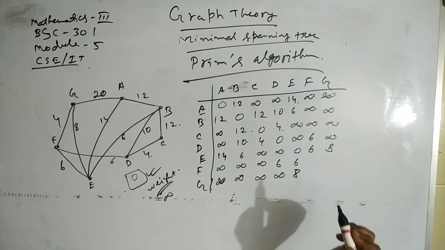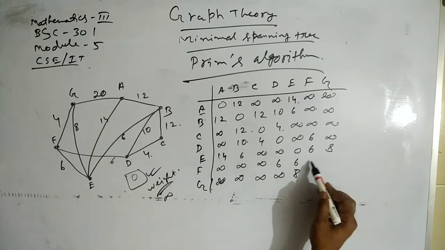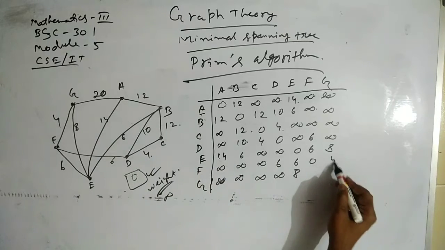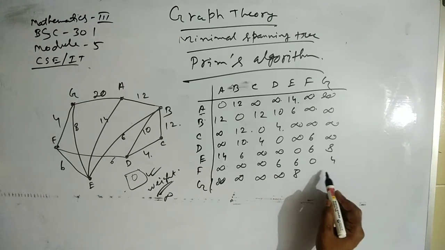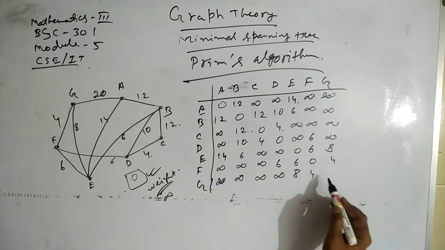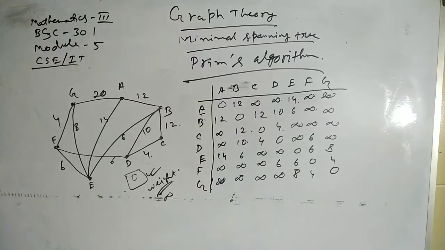Next, F to F 0. F to G, F to G 4, so G to F will be 4, and G to G will be 0. So this is our required table. This is the method how to form the table. Next.